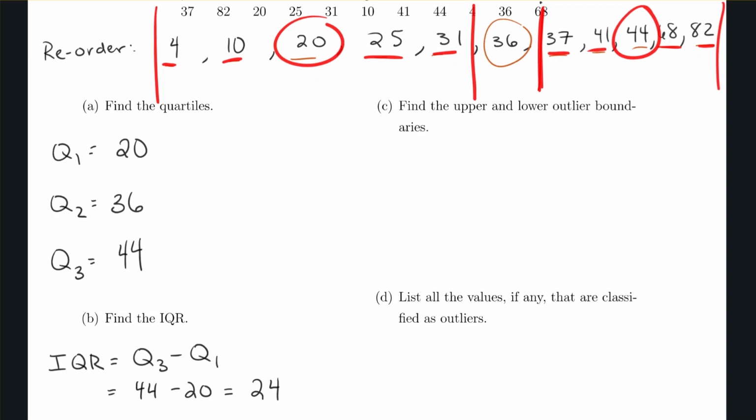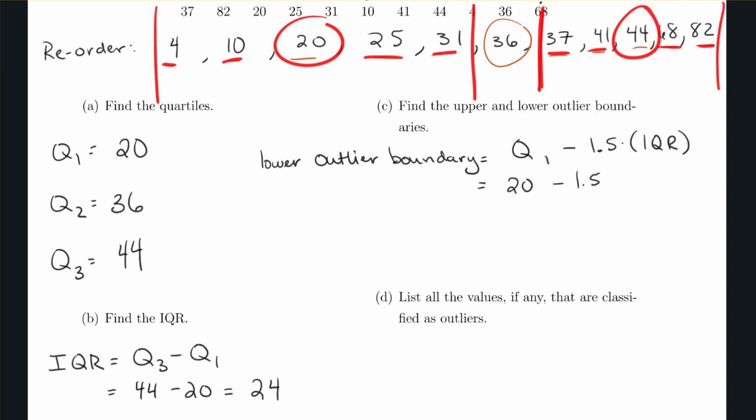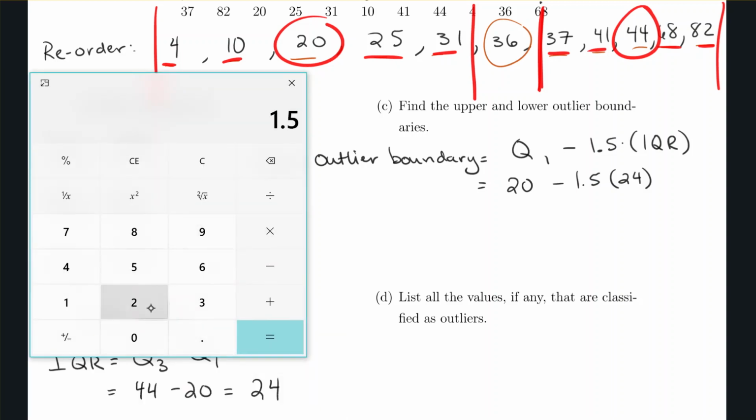Now C is the upper and lower outlier boundaries. These are also formulas in our notes. The lower outlier boundary is known to be Q1 minus 1.5 times the IQR. So for us, that is Q1, which is 20, minus 1.5 times the IQR of 24. So 1.5 times 24, negative, add that to 20. And we get a lower outlier boundary of negative 16.